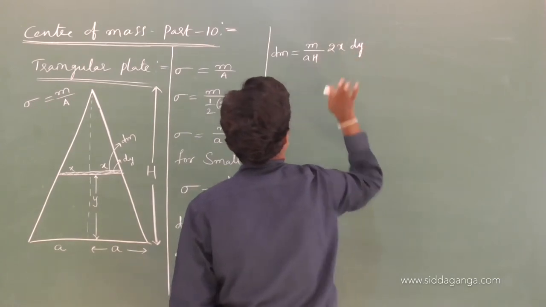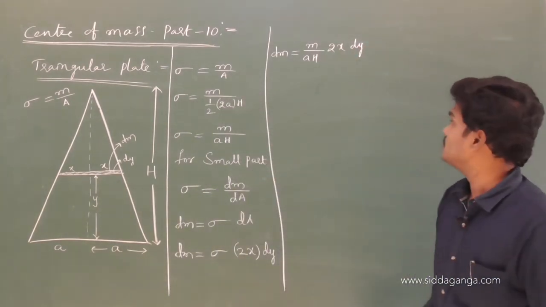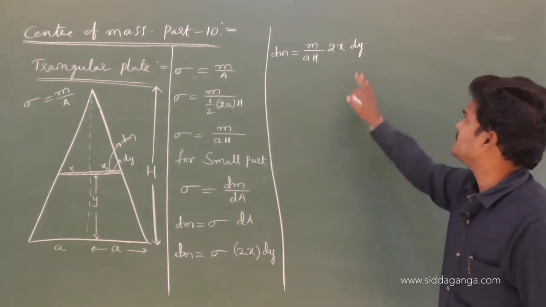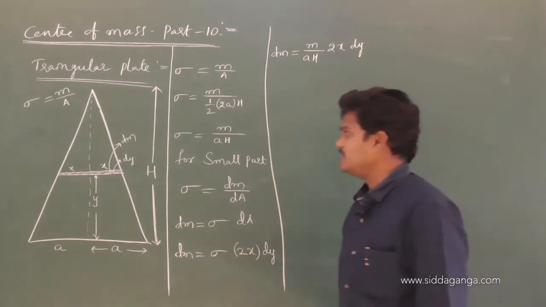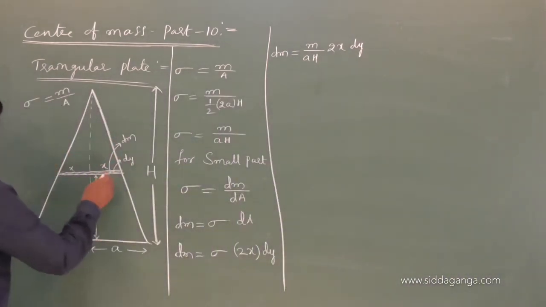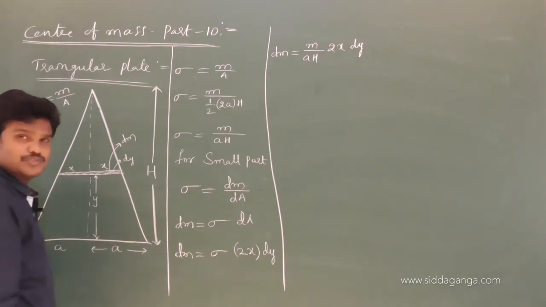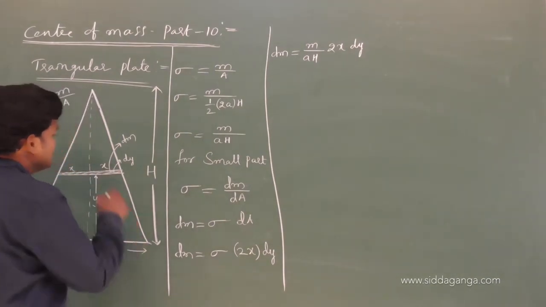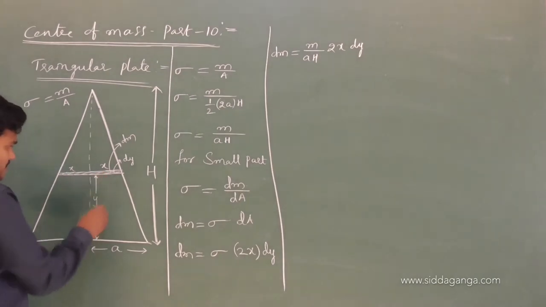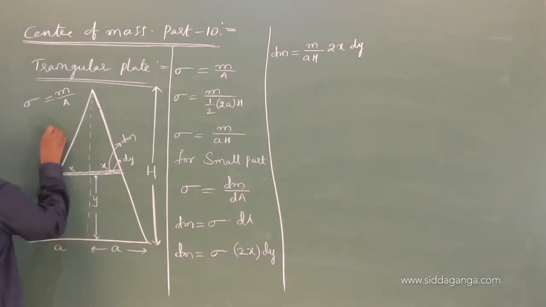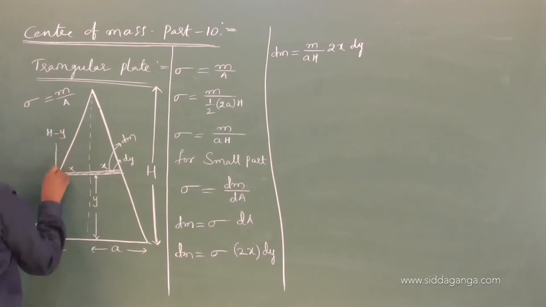See, we are getting some different terms: x, y, a. It is impossible to do the integration like this. So let us change this x into other terms. Again let me apply the same triangle rules, side by side, base by base. See, from this diagram, if this is y, what is this height? This height is h minus y.